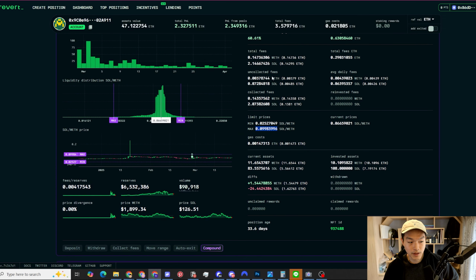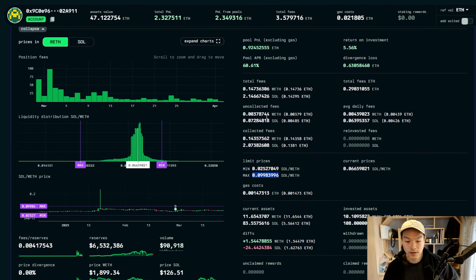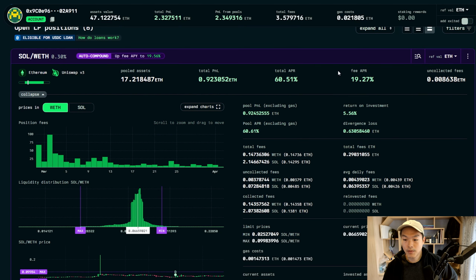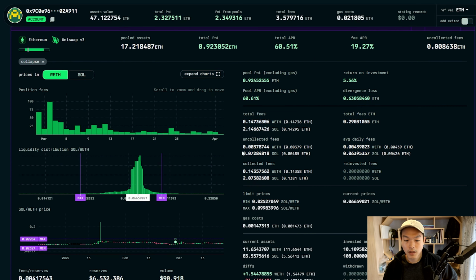So let's compare that with my position, right? If you look at my limit prices, my min and max price is quite wide compared to the last one, 0.025 roughly and roughly 0.099. You can see I'm earning like roughly 19% APR. Not that high because the volume has been dropping a bit and also because someone put like a pretty highly concentrated liquidity pool around the current price, right?